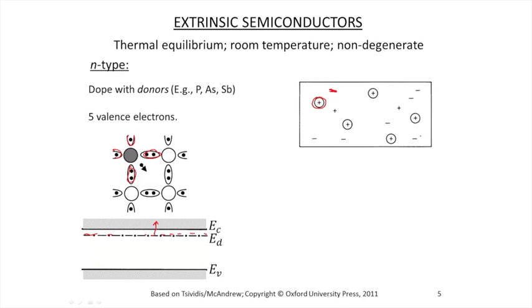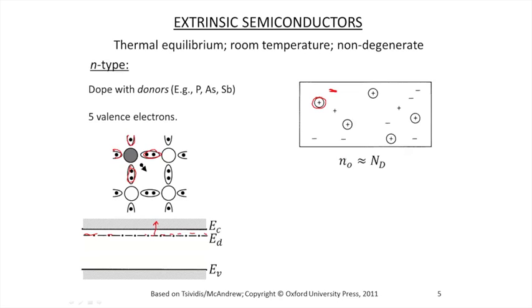And you will see a few holes as well, because holes continue to be generated using the process I described on the previous slide. We have many more electrons than holes, and for this reason, the electrons are called the majority carriers, and the holes are called the minority carriers.